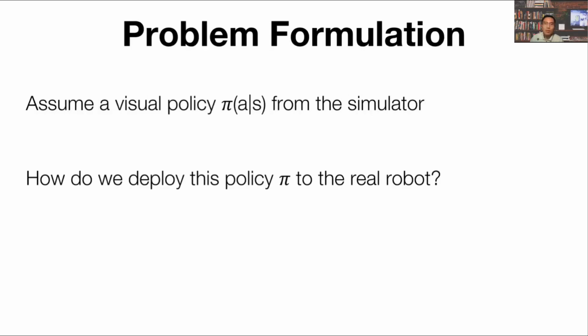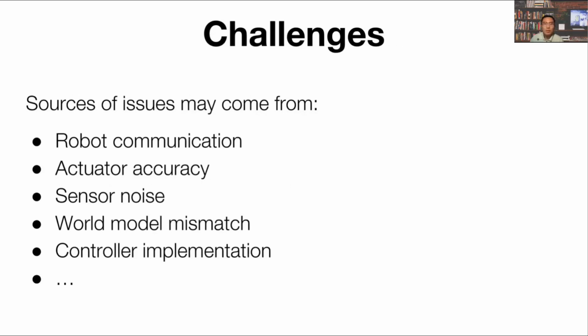Assume that we already have a policy trained in the simulation environment, which takes visual signals as input. The goal of sim-to-real is to deploy this policy to the real robot. But it's not an easy thing to do. There are many factors you have to take into consideration that may cause the sim-to-real gap and limit the policy's transferability. To name a few: the robot communication, robot actuator accuracy, sensor noise, mismatch of the world model, and the software and hardware implementation of the robot controller.